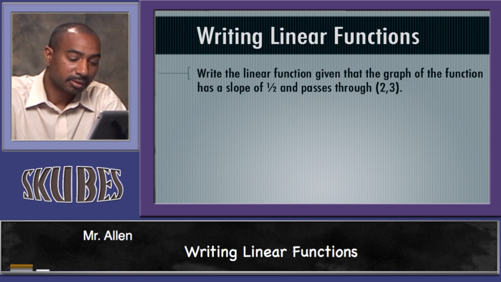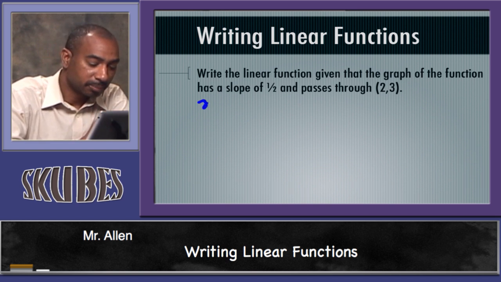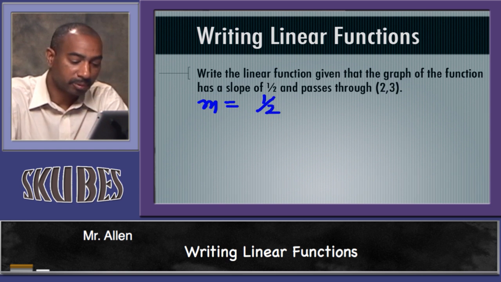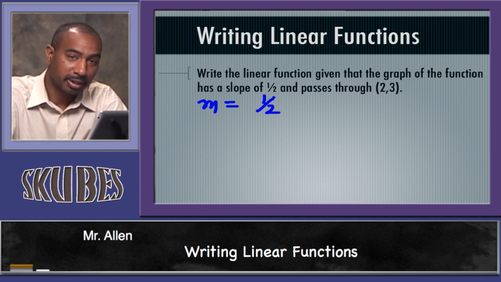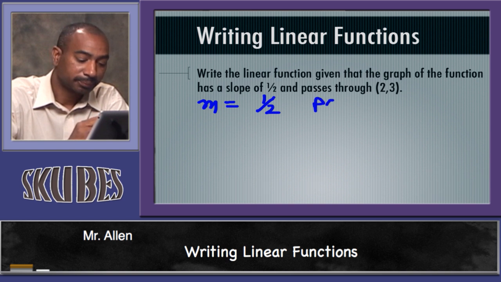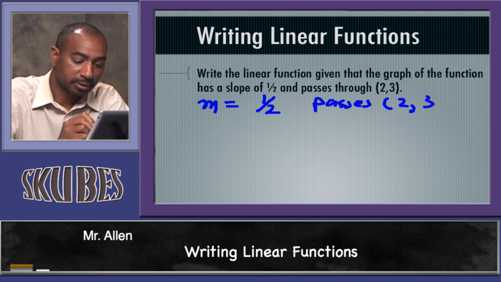Write the linear function given that the graph of the function has a slope of 1/2 and passes through the point 2, 3. So now we know the slope is 1/2. This time, we don't know what the y-intercept is. You can't assume that the y-coordinate is the y-intercept. That's just a point on the line. So we know it passes through 2, 3. But this tells us that the x value is 2 and the y value is 3.